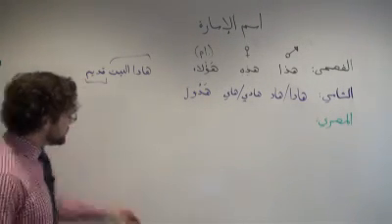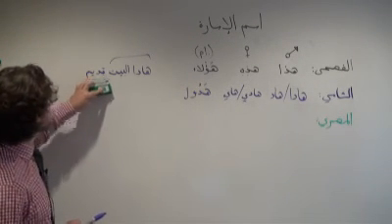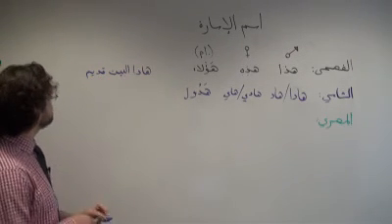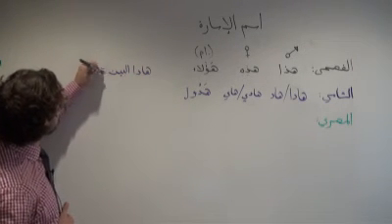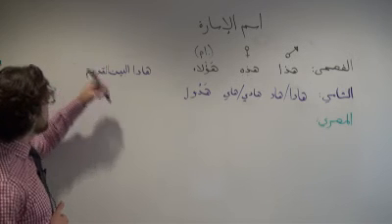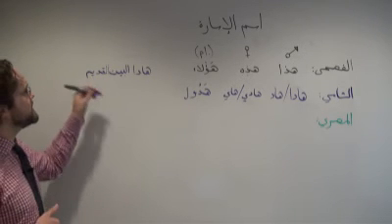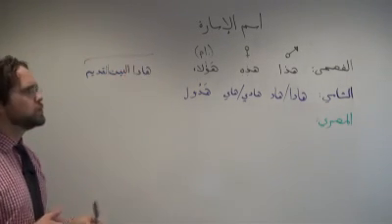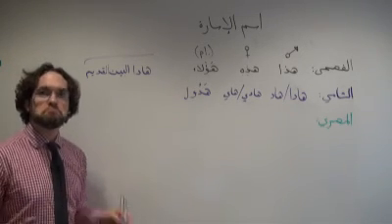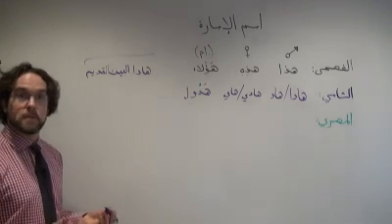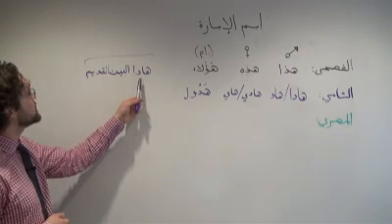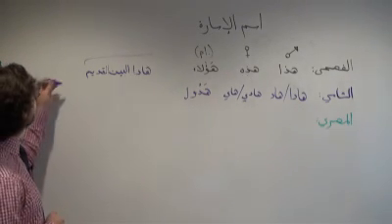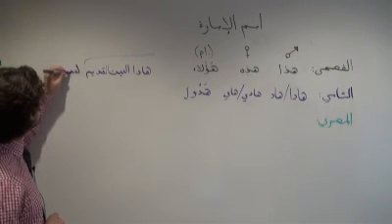Now, again, just as in Fusha, if we added an alif lam to the adjective, we would have hada al-bayt al-qadim, and we have a phrase, right? This old house. But we're waiting for our khabar, the information of the sentence. So we might say, for example, hada al-bayt al-qadim kabir, it's big.